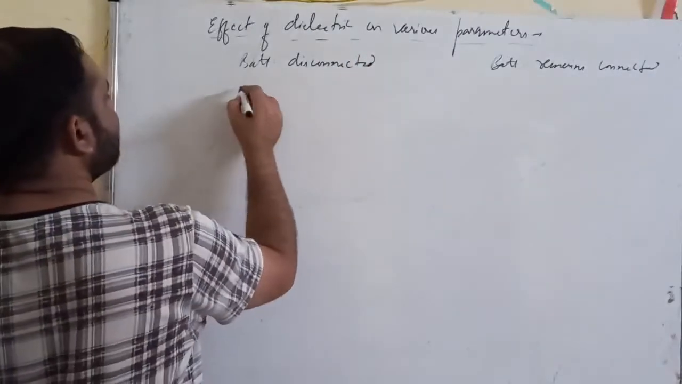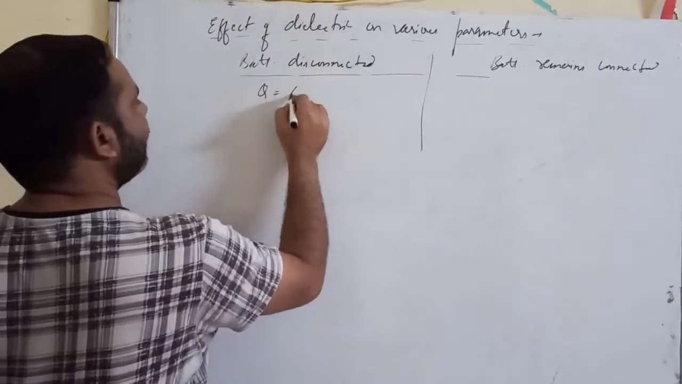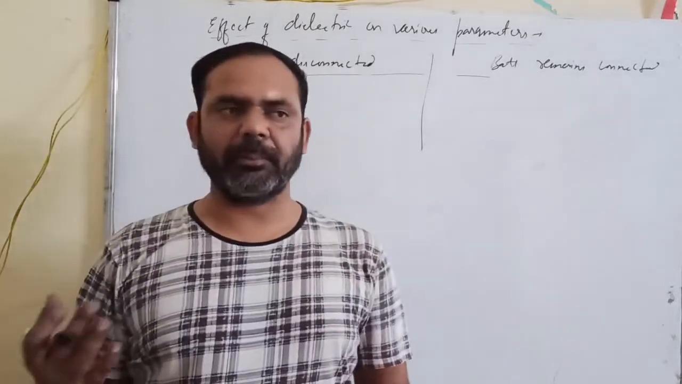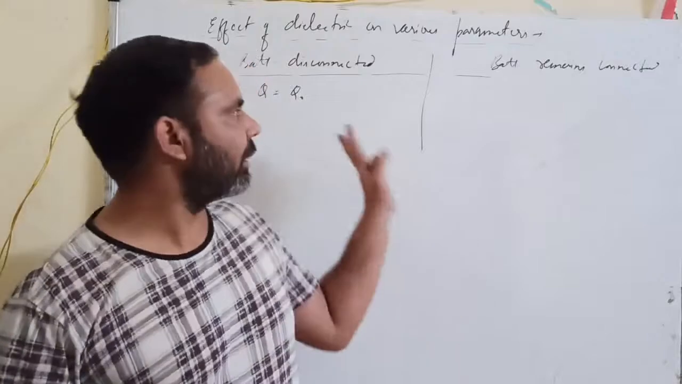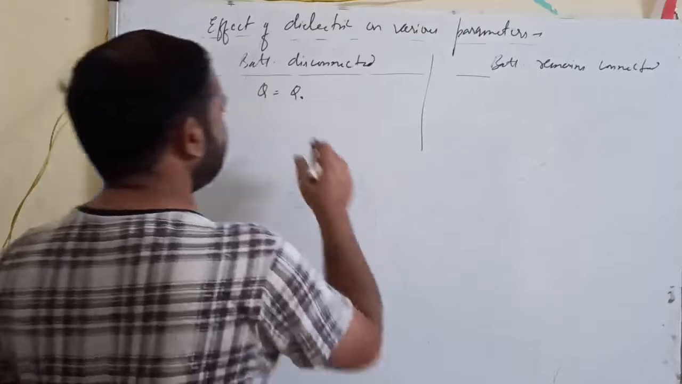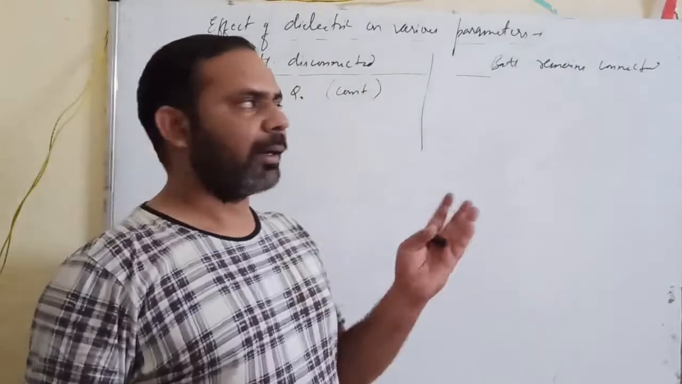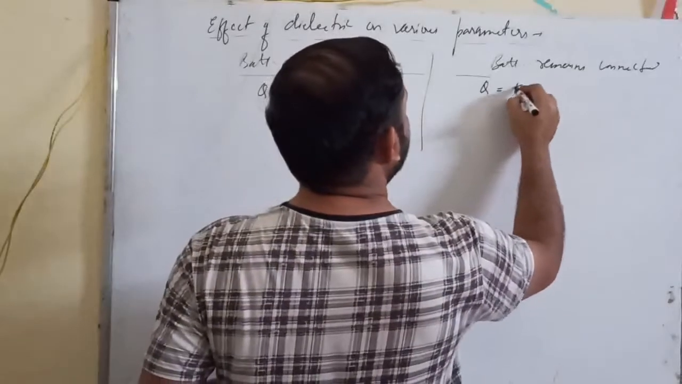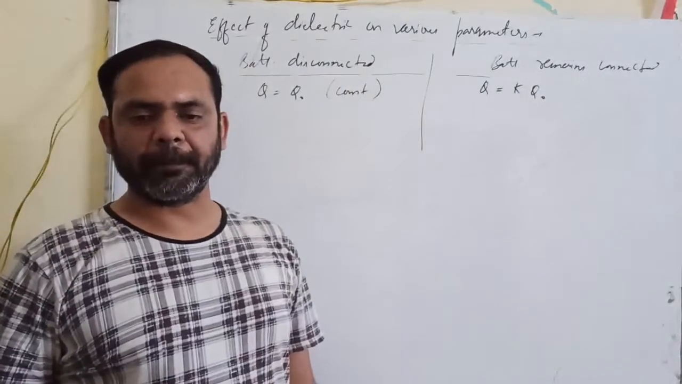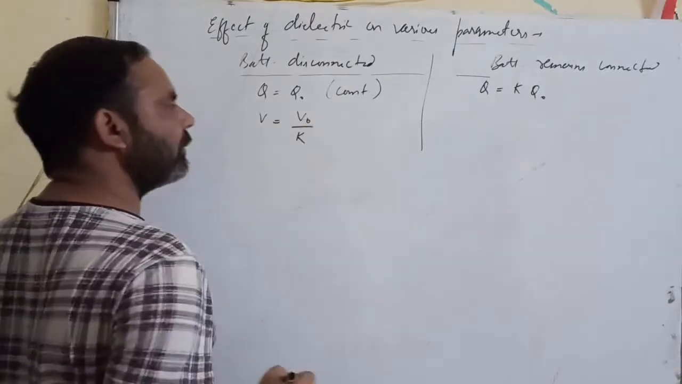In this case, when the battery is disconnected, no further charge will be received by the capacitor, and the charge remains equal to what it has already received. So Q equals Q naught. This will remain constant. Here the capacitance will become K times, where K is the dielectric constant of the material. Next is V equals V naught upon K.